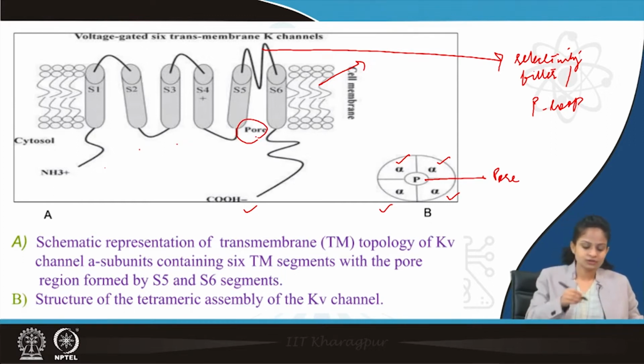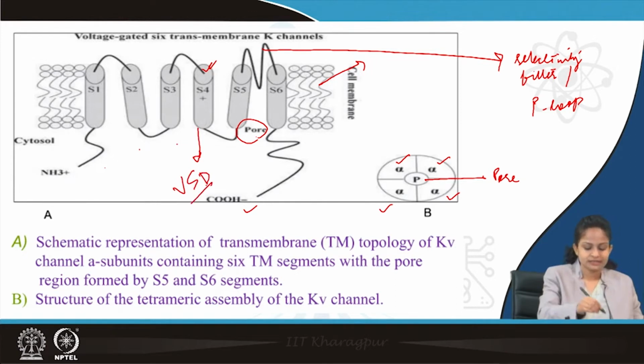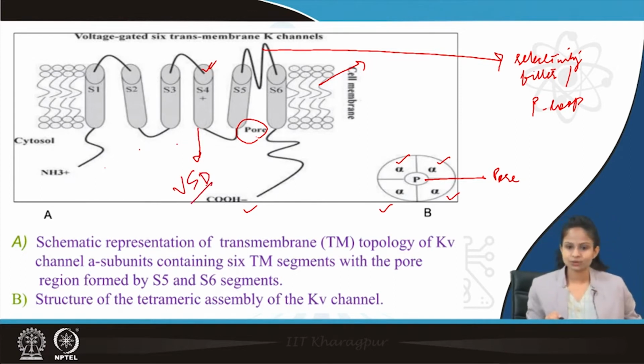And the S4 segment constitutes the highly positive arginine residues. It is electropositive in nature, and this functions as the voltage sensor domain. The voltage sensor domain in the alpha subunit of any ion channel, whether it is a sodium channel, potassium channel or calcium channel, is mainly responsible for bringing about the conformational change in response to the voltage. So this is all about the schematic representation of the voltage gated potassium channel.